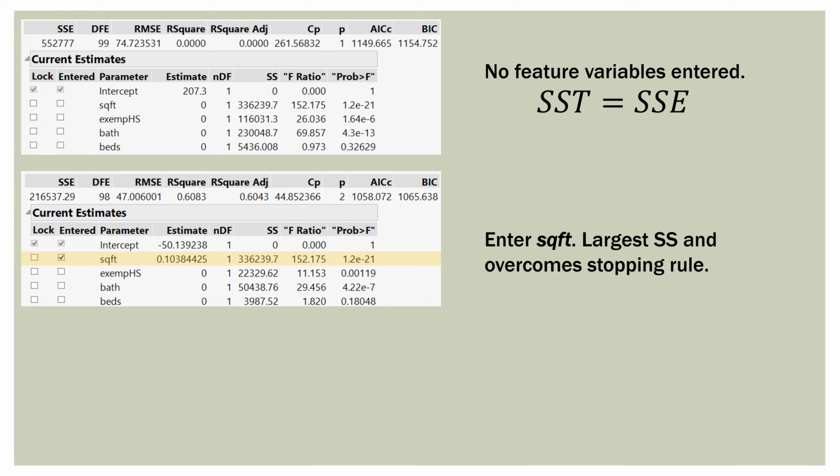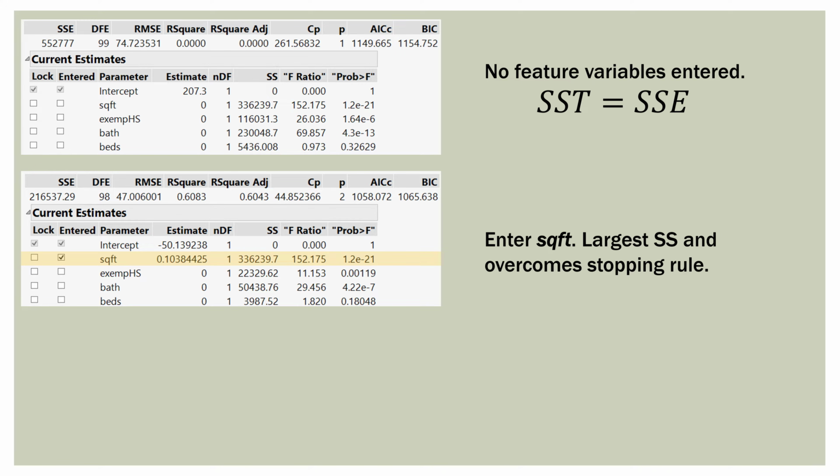Now let's look at the top line of this output here. Let's look at what changed. So, our SSE, our error, is all the way down to 216,537 approximately. So we reduced the SSE by a large amount. Well, how much? Well, look at the sum of squares in the square foot row. That's 336,240 approximately. Well, if you add that to 216,537, you're going to get 552,777. That's the variable we entered first.